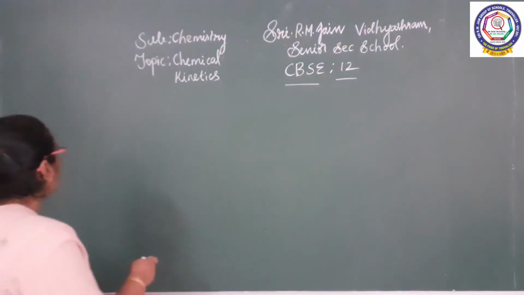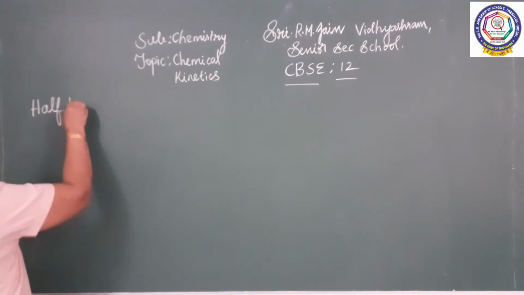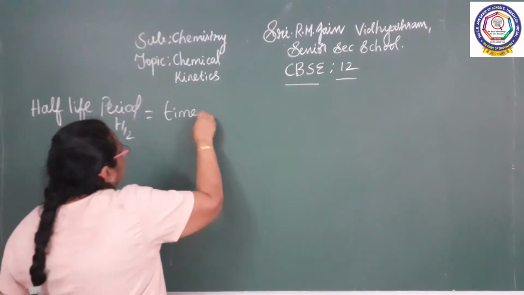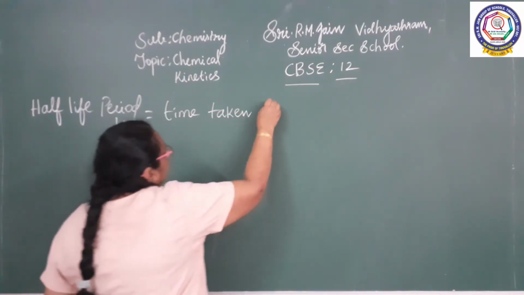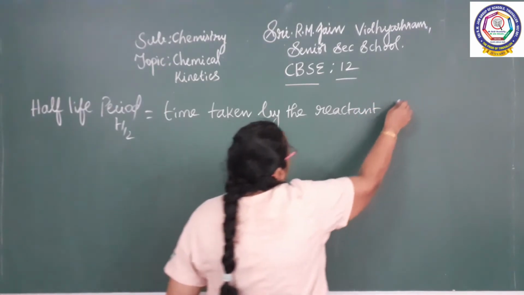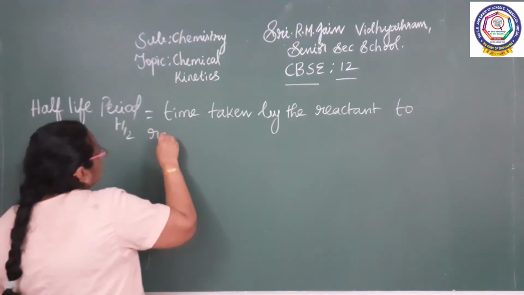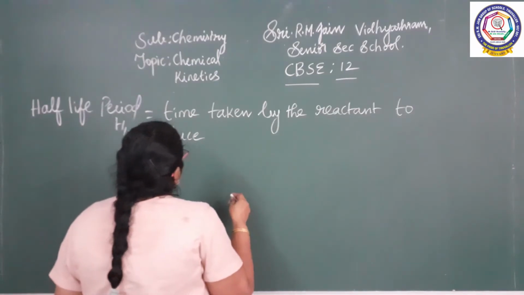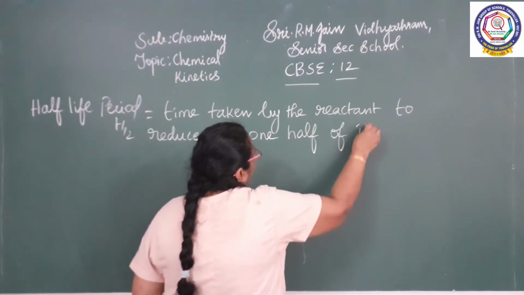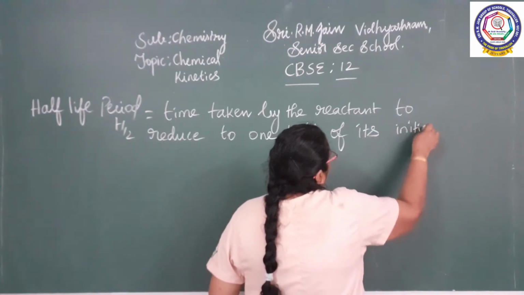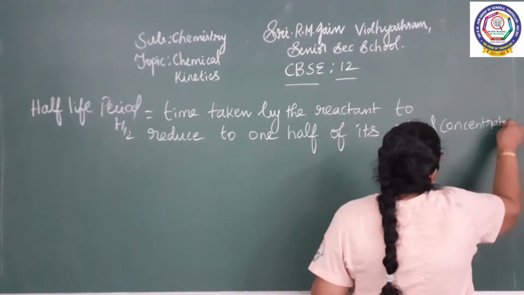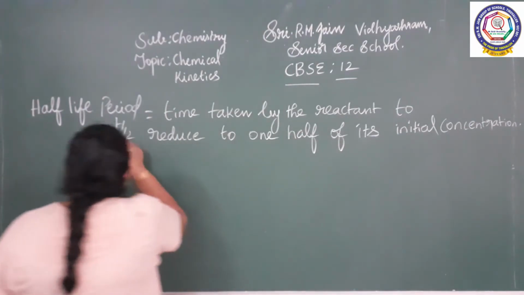Be ready children, I am going to write now. What is half-life period? T half is nothing but the time taken by the reactant to reduce to one half of its initial concentration. That is known as half-life period, or T half.